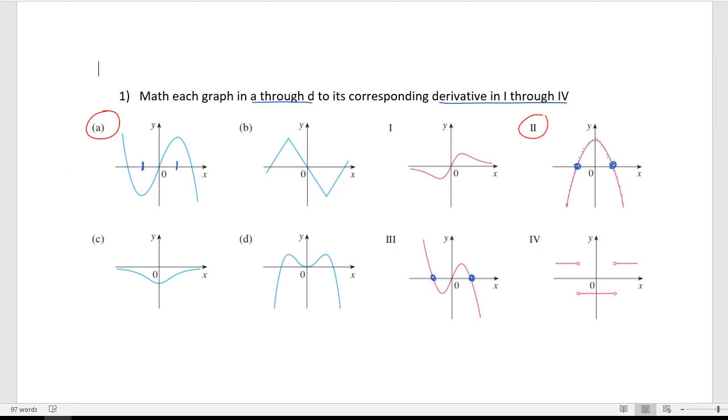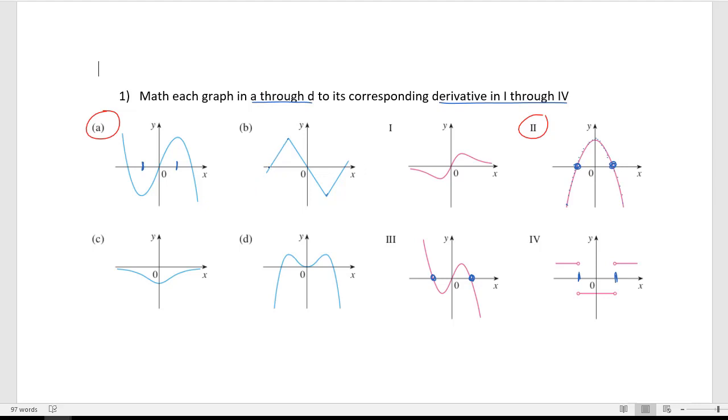Right? Now let's do letter B. Let's do these in order. So this is kind of like my absolute value function, right? Notice that there's a corner at 2 places on this graph. So the derivative is going to be undefined at 2 places. Now because this is a matching, I can see here's 2 places, here's 1 and 2 where the derivative is undefined.